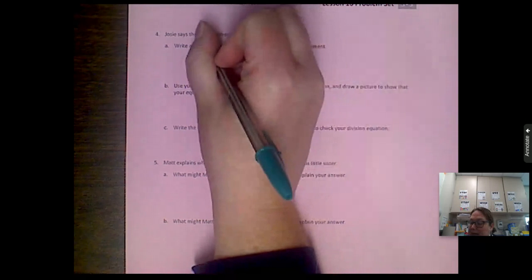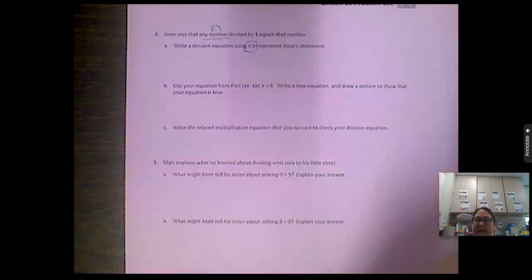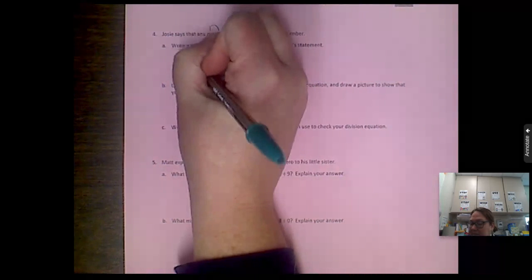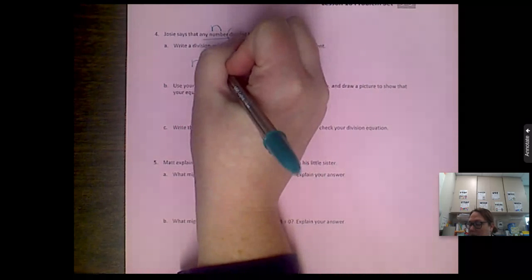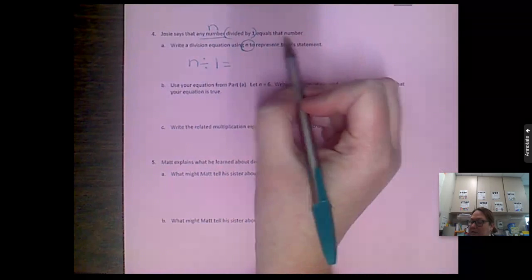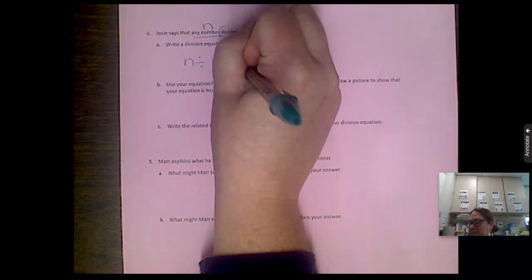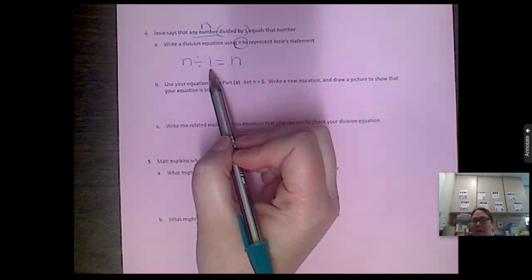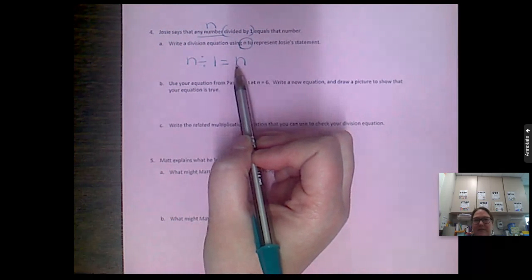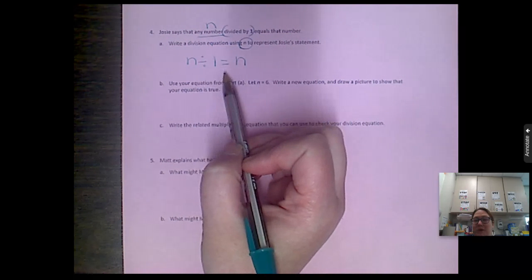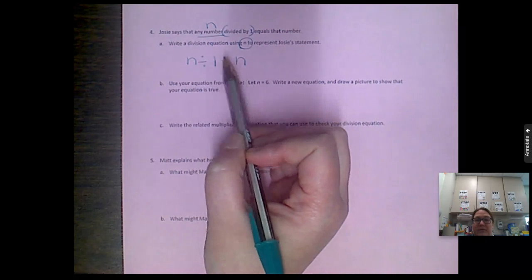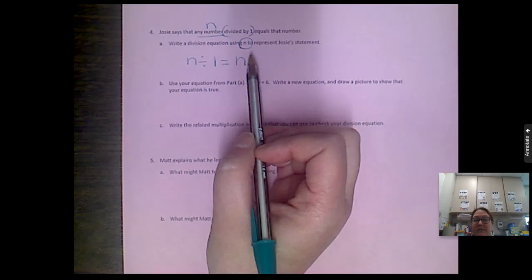So any number, we're going to use n to represent that. So n divided by 1 equals that number. So n divided by 1 equals n. Does that make sense? Okay, so she says that any number divided by 1 equals that number. Write the division equation using n to represent Josie's statement.